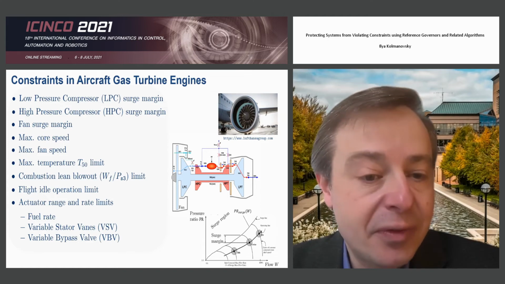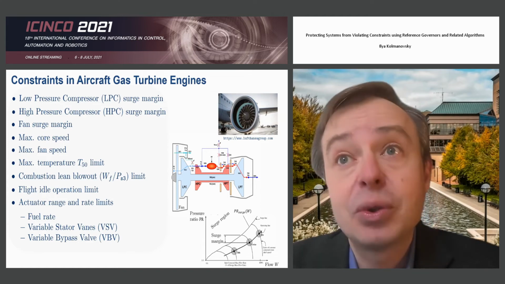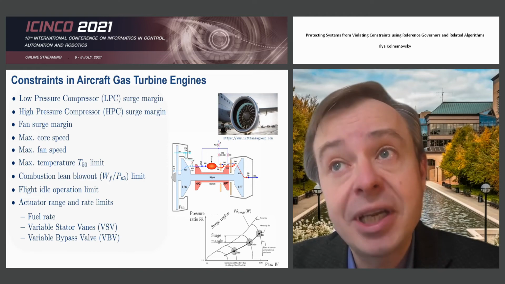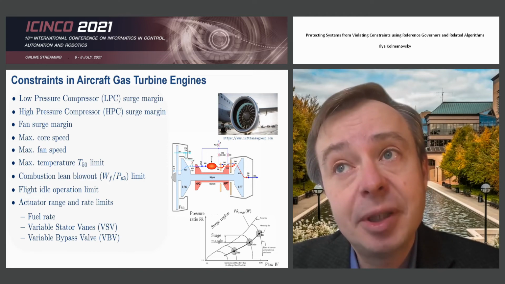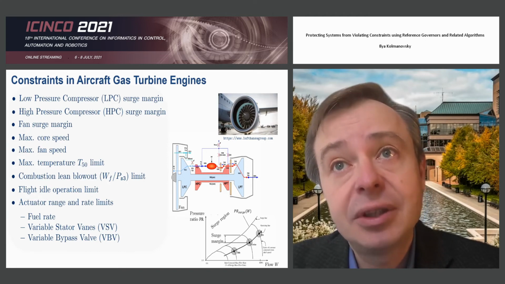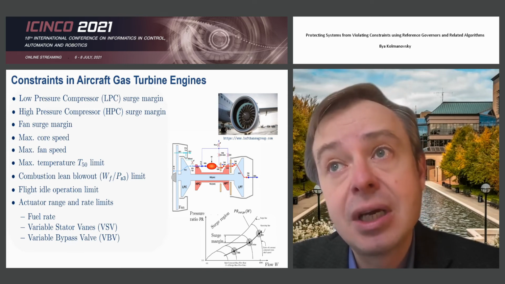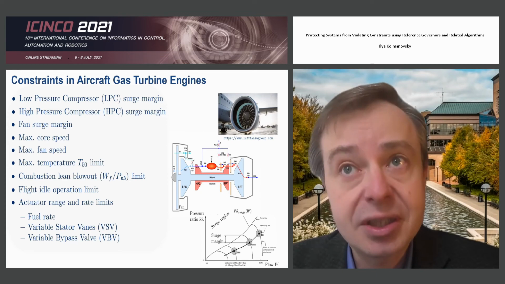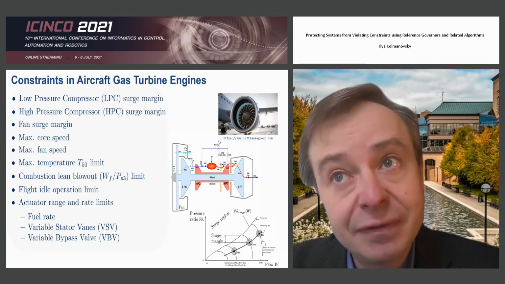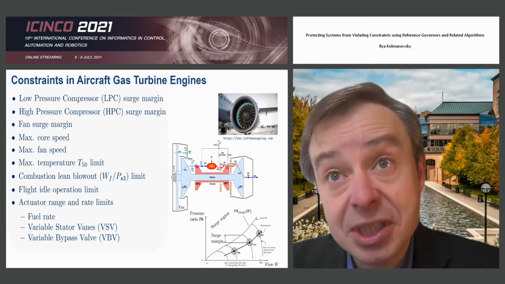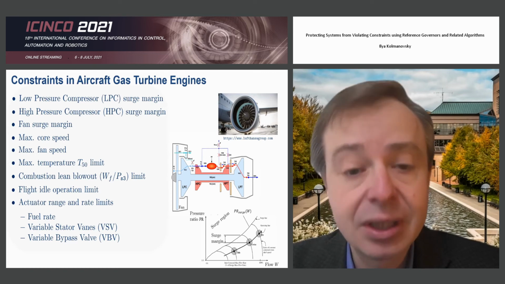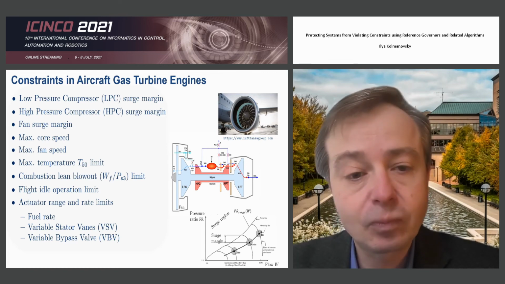The control system of the gas turbine engine actually consists of two separate parts. One of them is power management, and the second part is limit protection. And it turns out that the limit protection subsystem that takes care of constraints in such an engine is in many ways more extensive in terms of algorithmic and software footprint than the power management subsystem, which adjusts fueling rate to generate desired thrust.